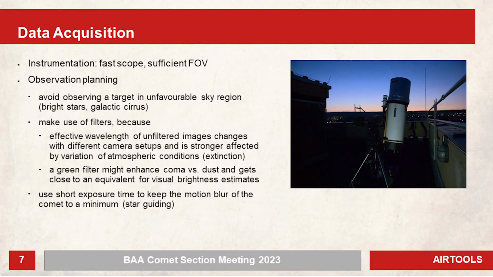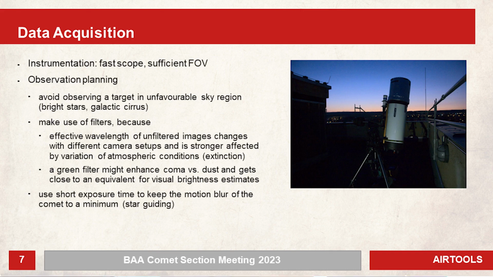For observation planning, it makes no sense to take images of a comet if there are bright stars very close by, or if you have a region of a lot of galactic cirrus, because then you won't be able to discriminate between the light from the comet and other sources.